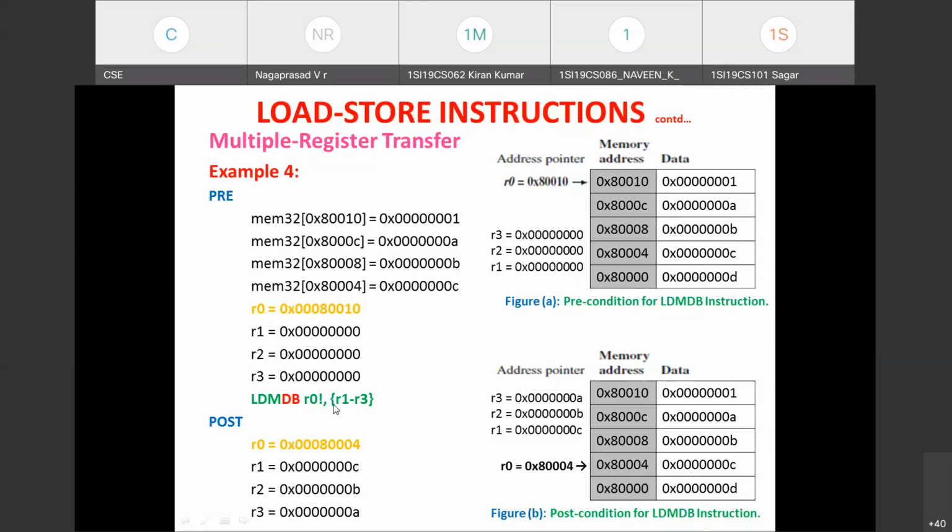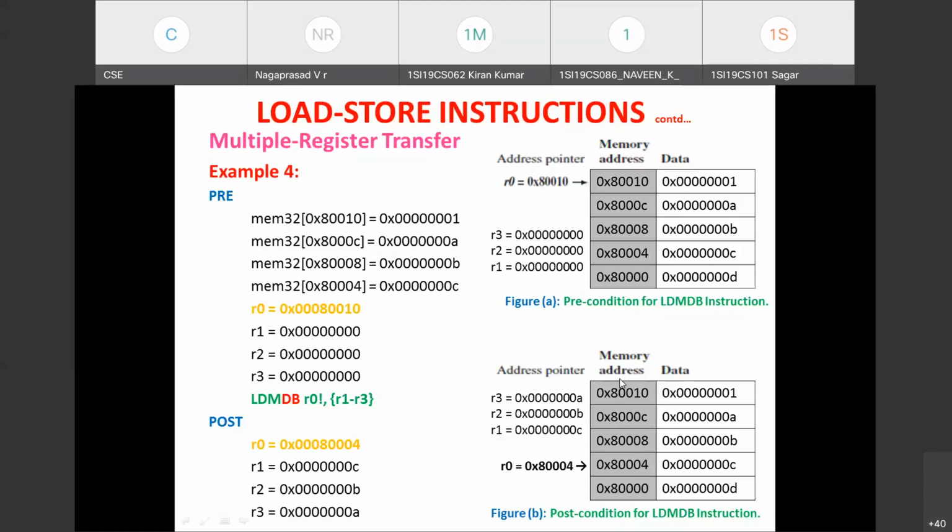Here the lowest register is R1. So C is the data fetched from the lowest address 80004, and that data is stored in the R1 register. You can see C is held in R1. What is the starting address? It is 80004. The ending address from where data is fetched is 8000C. These are the three locations accessed to fetch the data.